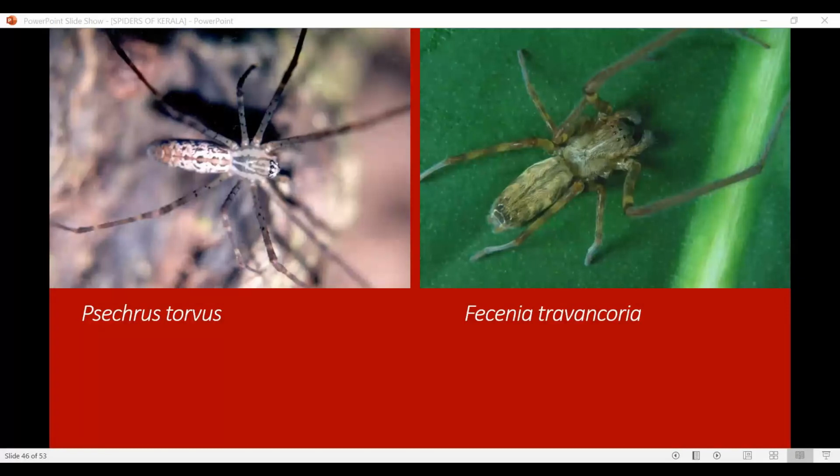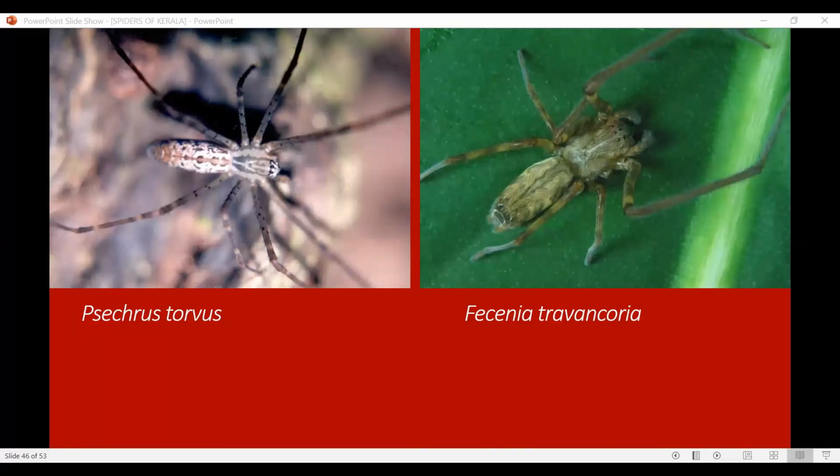Now, just like Pisauridae, the secret species also carry the egg sac in their chelicerae. That is why phylogenetically they are placed near the Pisauridae. And another thing is that they construct horizontal webs, lace-like horizontal webs.